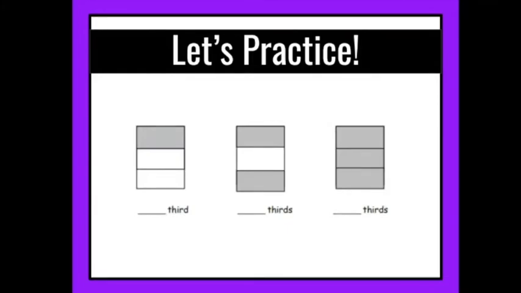Let's move on to thirds. Notice how each of these shapes are the same size and partitioned into thirds. So let's look at the first one. There is only one part shaded, so that means that we have 1/3 shaded. In the second one, we have 2 parts shaded. That means that we have 2/3 shaded. In the third one, we have 3 parts shaded, which means we have 3/3 shaded, or 1 whole.